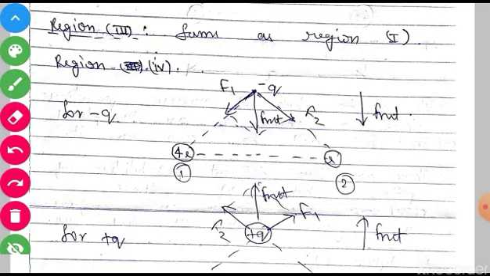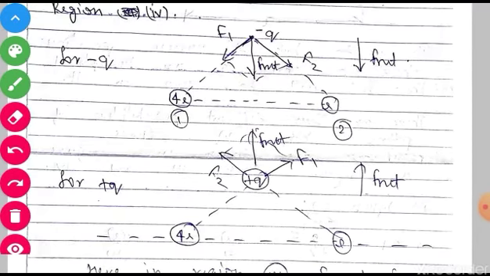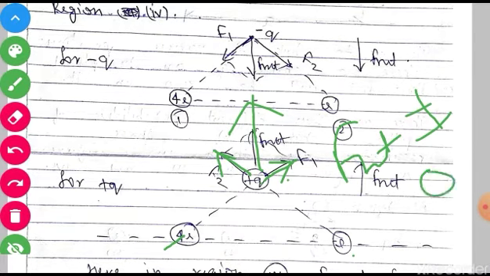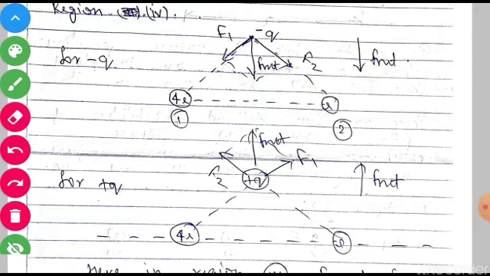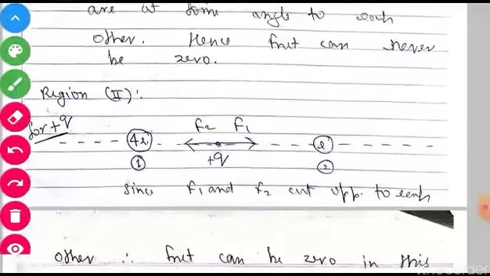Let's also check by putting a plus q charge here. If I put a plus q charge here, again only the force directions will change. Now F1 will act in this direction because 4e will try to repel this plus q charge, and similarly e also tries to repel it in this direction. So now the resultant will be in this direction. So again F net is not 0. So this position is also ruled out from the discussion. Now only the final position is left, that is region number 2.